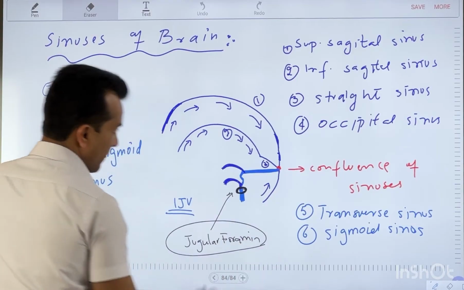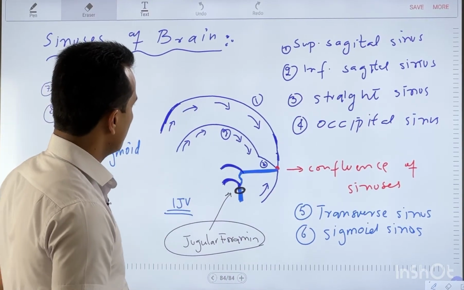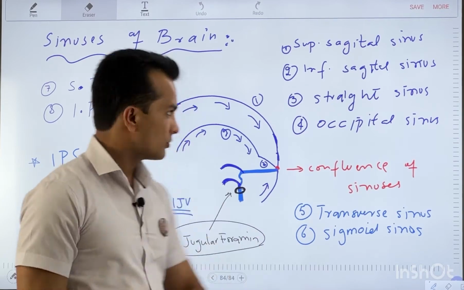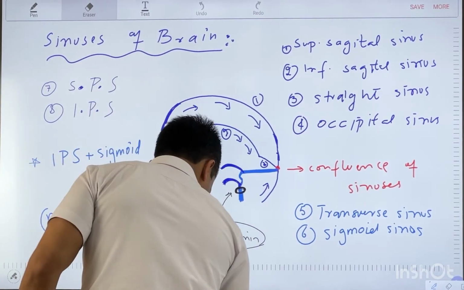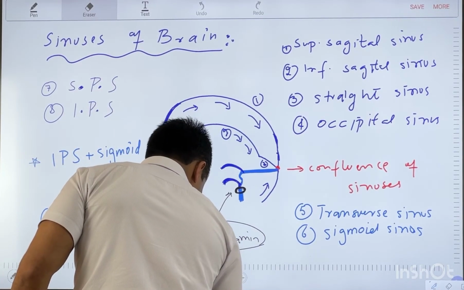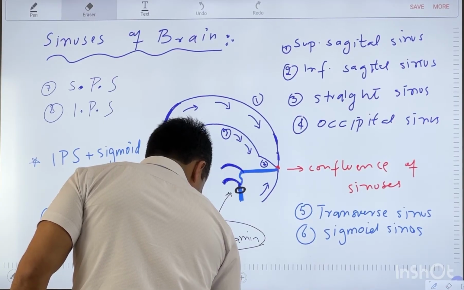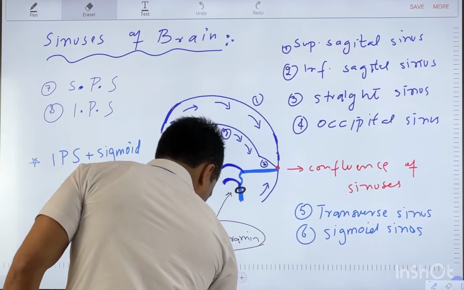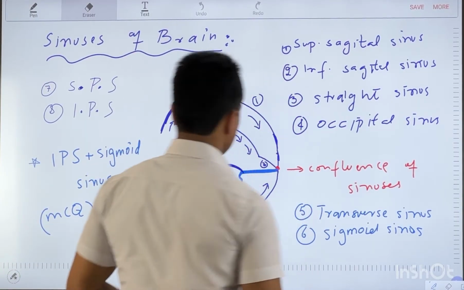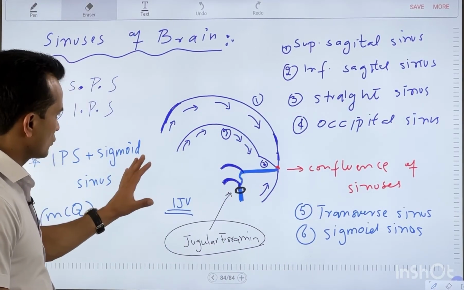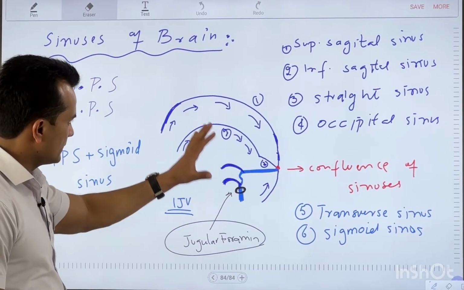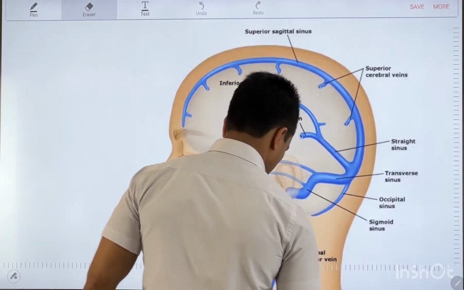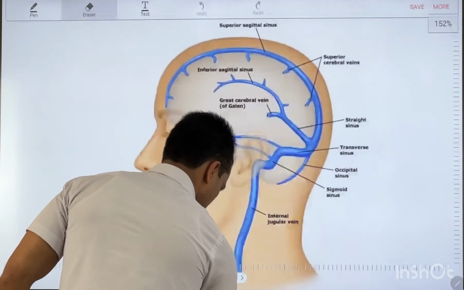So I hope you understood this basic concept, and now we are moving forward, and now you will understand the structure. Okay, let me show you the structure now. You have to draw all these sinuses, this basic structure, to have your concept crystal clear. Okay, look, this is the structure.